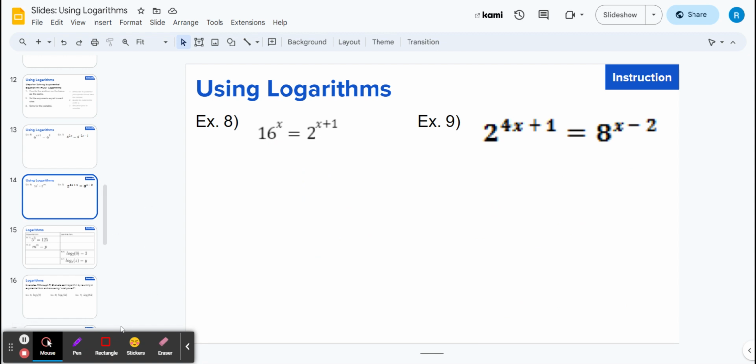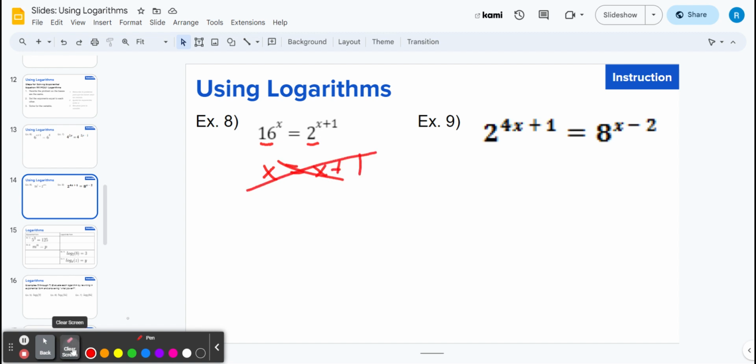All right, these last two problems, we have to change the base, which we saw yesterday. You'll notice that, hey, 16 and 2 are not the same base. So we can't say x equals x plus 1. That does not work. So let's clear this out. And let's think about how I can rewrite this 16 as 2 to some power. And that power that we chose was 2 to the fourth. And if we do that, we can then plug it in.